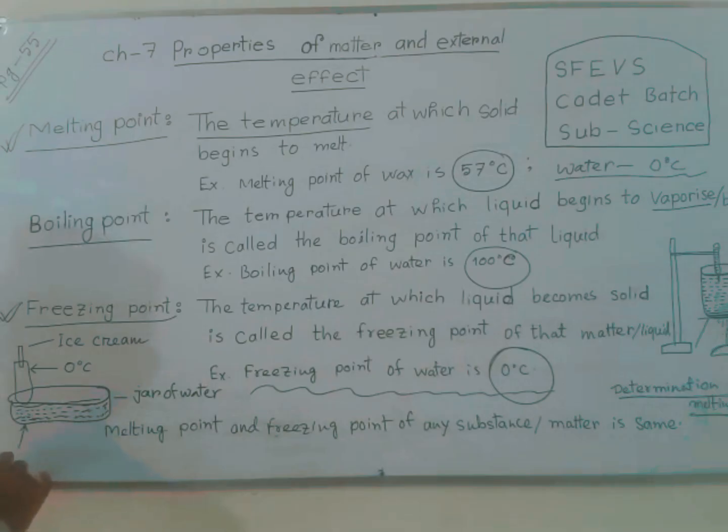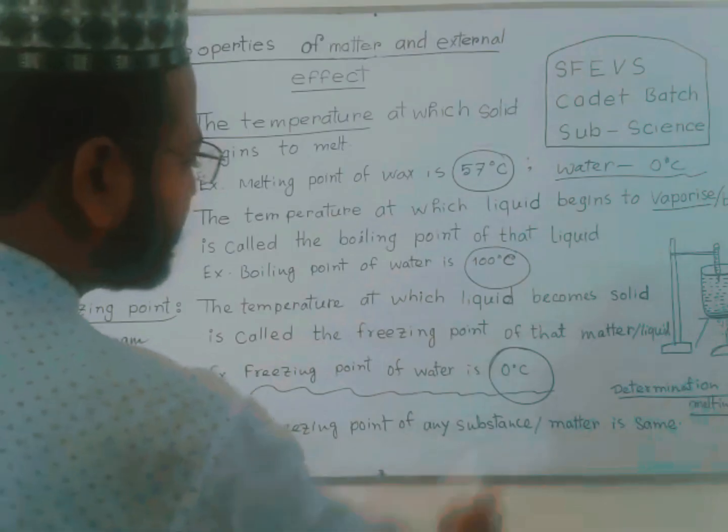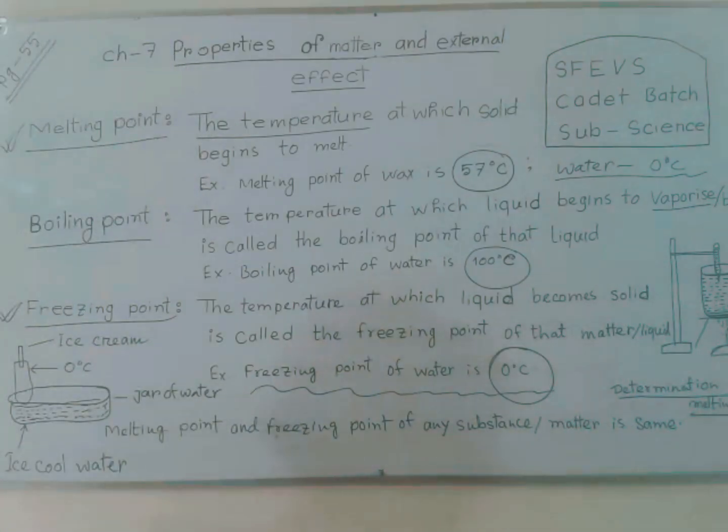It is called ice cool water. Meaning this water is very cool like ice. Okay? So ice cool water is also 0 degrees Celsius. And that's why it is said that the melting point and the freezing point of any substance or matter is the same. So you have to memorize it by understanding this incident.